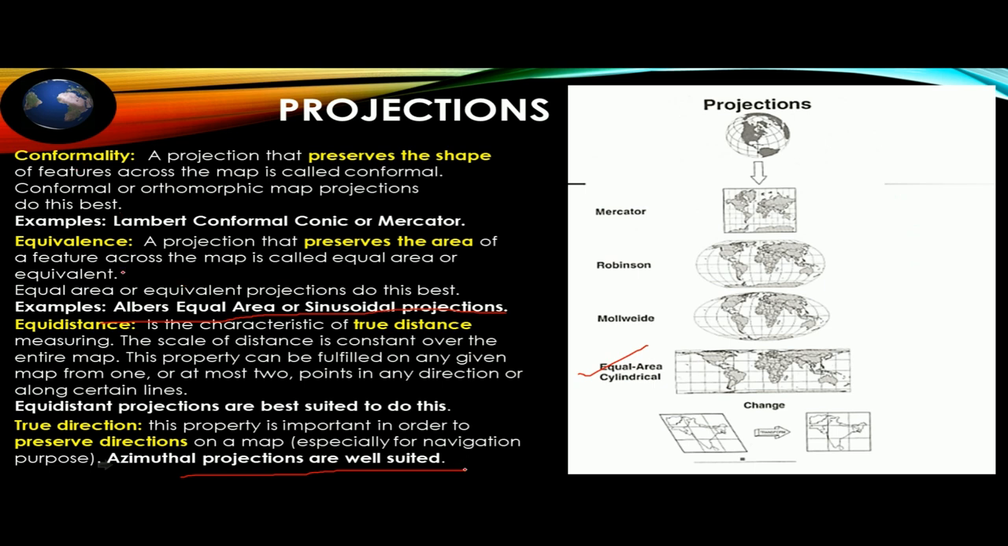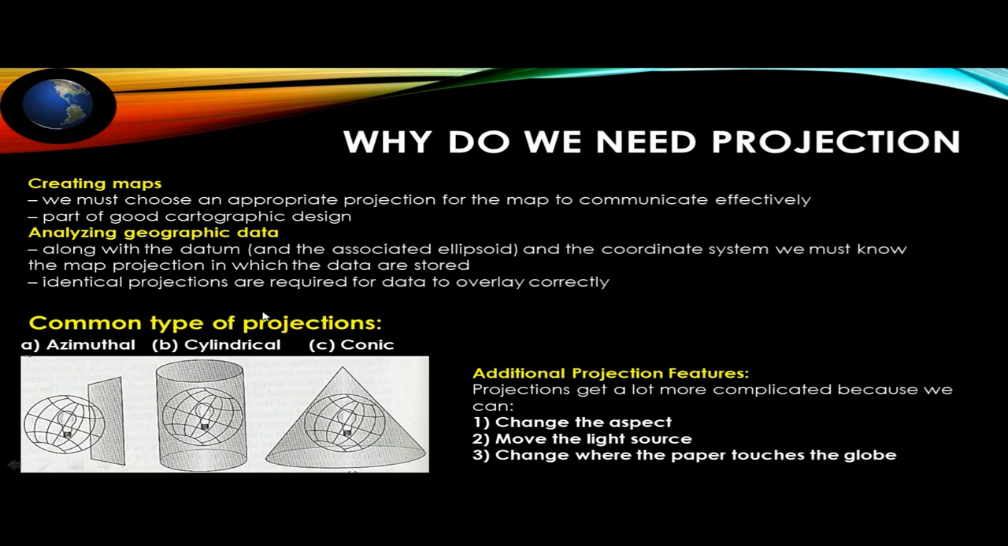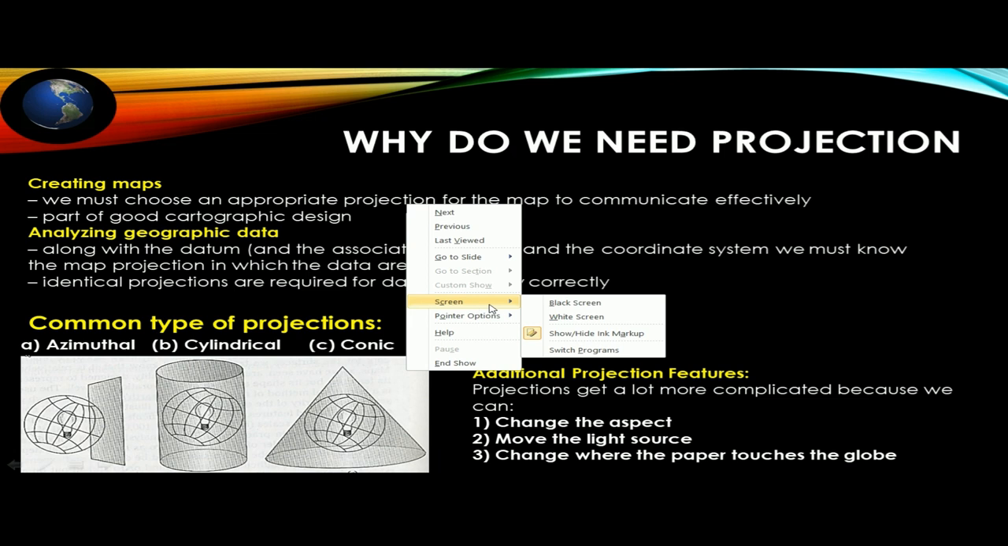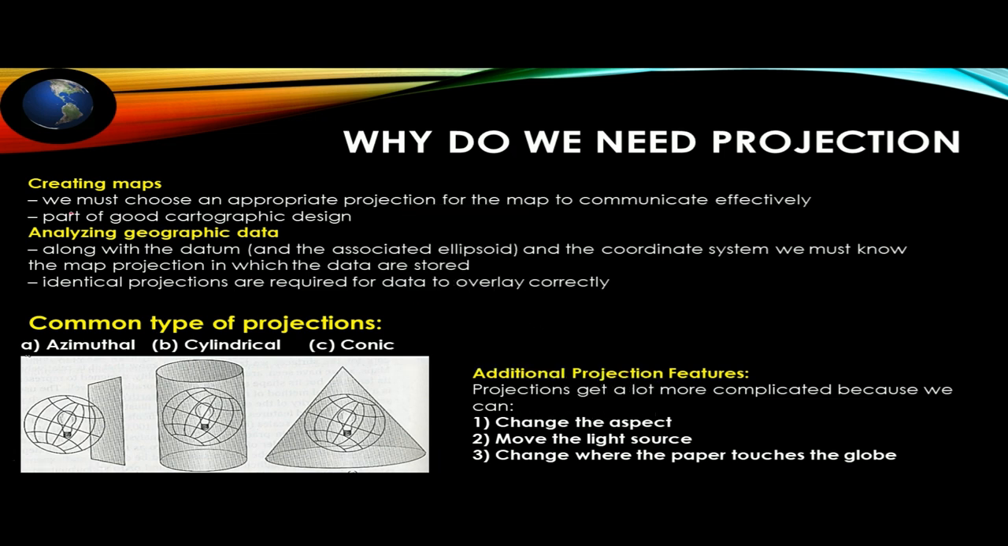Similarly, in places where we need to conserve equal area, we go for Albers equal area or sinusoidal projection. So why do we need projection? As I have already told, projections are helpful to understand the 3D feature on a 2D map. So we must choose an appropriate projection for the map to communicate effectively, to make things understood.